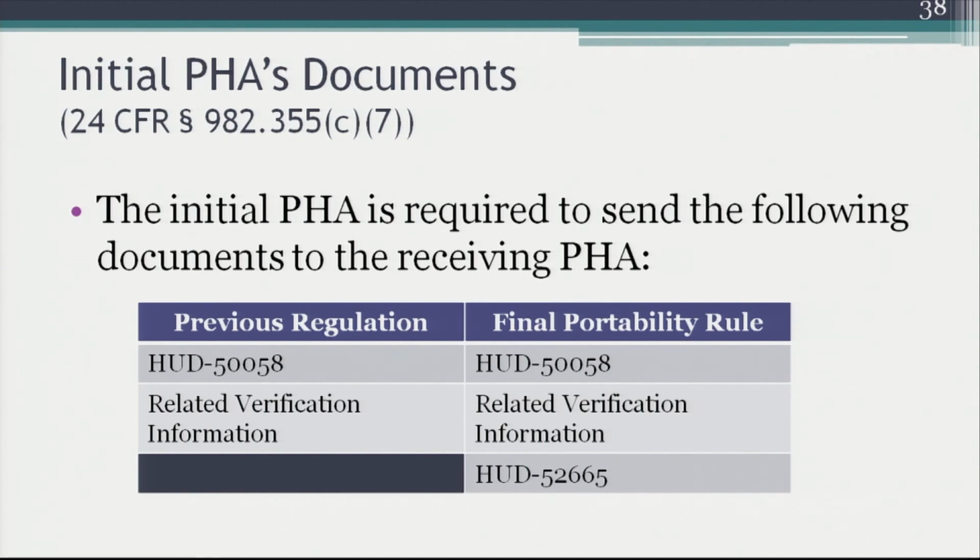Okay, so the initial PHA is required to send the following documents to the receiving PHA. The HUD 50058, which was also mentioned in previous regulation. Any related verification information, which was also mentioned in previous regulation. But now the final portability rule also mentions the portability form, the HUD 52665. 52665, sorry about that.